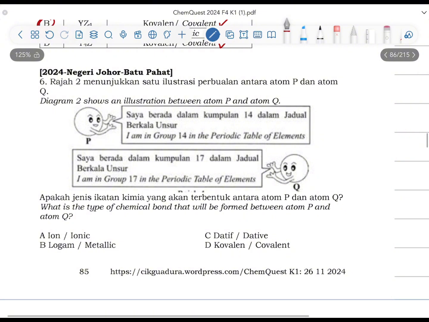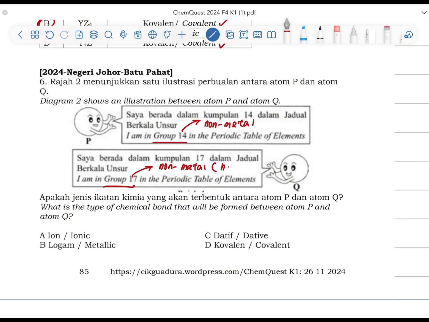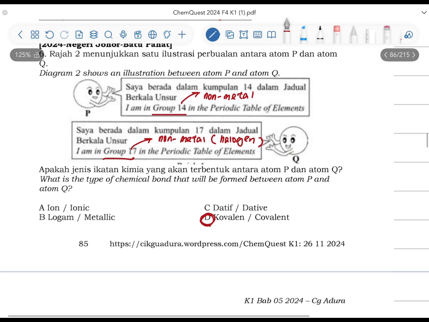So next question. Diagram 2 shows an illustration between atom P and Q. P is in group 14. Definitely this is linked to a non-metal group. Q is in group 17. It is also a non-metal, and it has a special name known as the halogen. So non-metal reacts with non-metal, it will form the covalent bond.